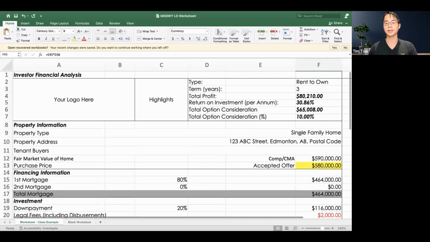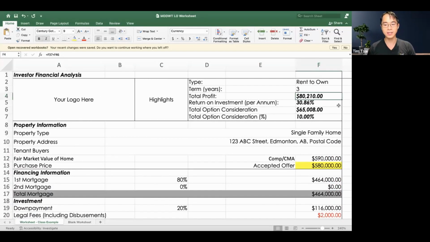Earlier, we said the total profit was $77,500. It went up as a result. The return on investment, instead of 29.5%, it went up to 30.86% based on how the numbers changed. Okay, that's all just numbers.